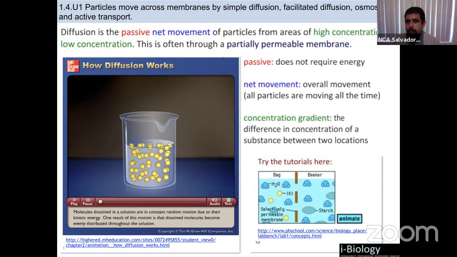The concentration gradient is another vocab word for you. This is pretty much the difference in concentration of the substance in the two locations. Okay? So if you guys look at the picture down there, I don't know why my mouse isn't showing, but if you guys look at the picture that says try tutorials here, you can see that you have a concentration of IKI that's larger on the bag side than in the beaker. So that is potassium iodide, and that is going to cause it to go into the beaker because there is no concentration there. So it wants to balance out the concentration. Okay? Good?